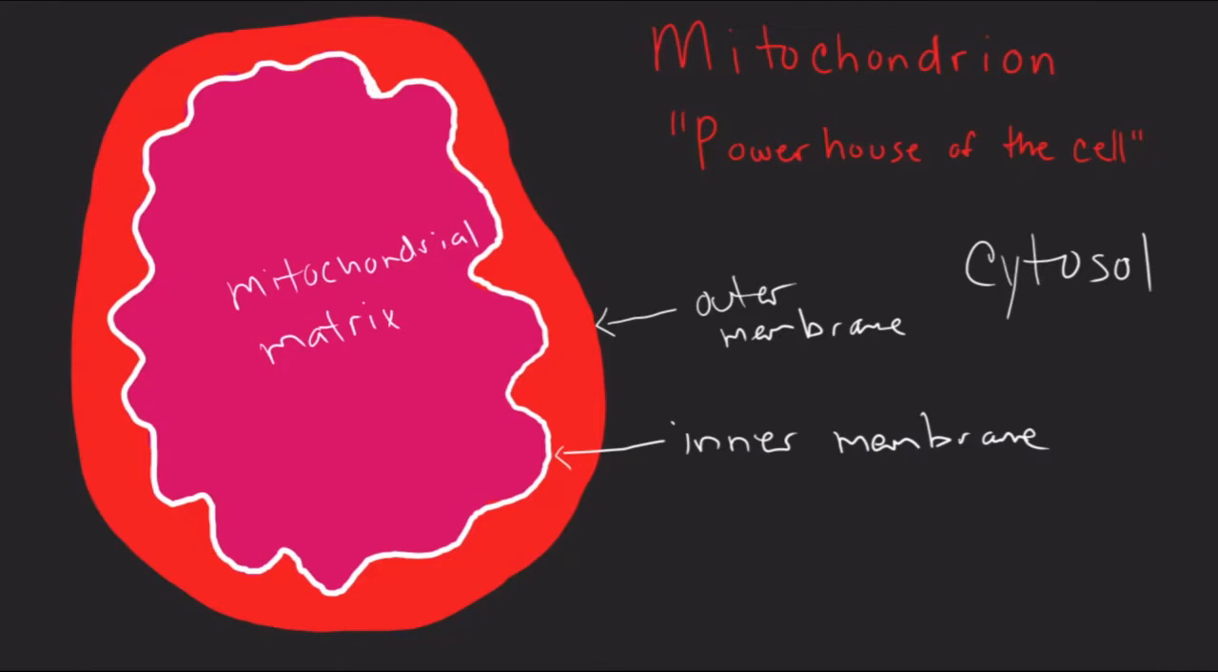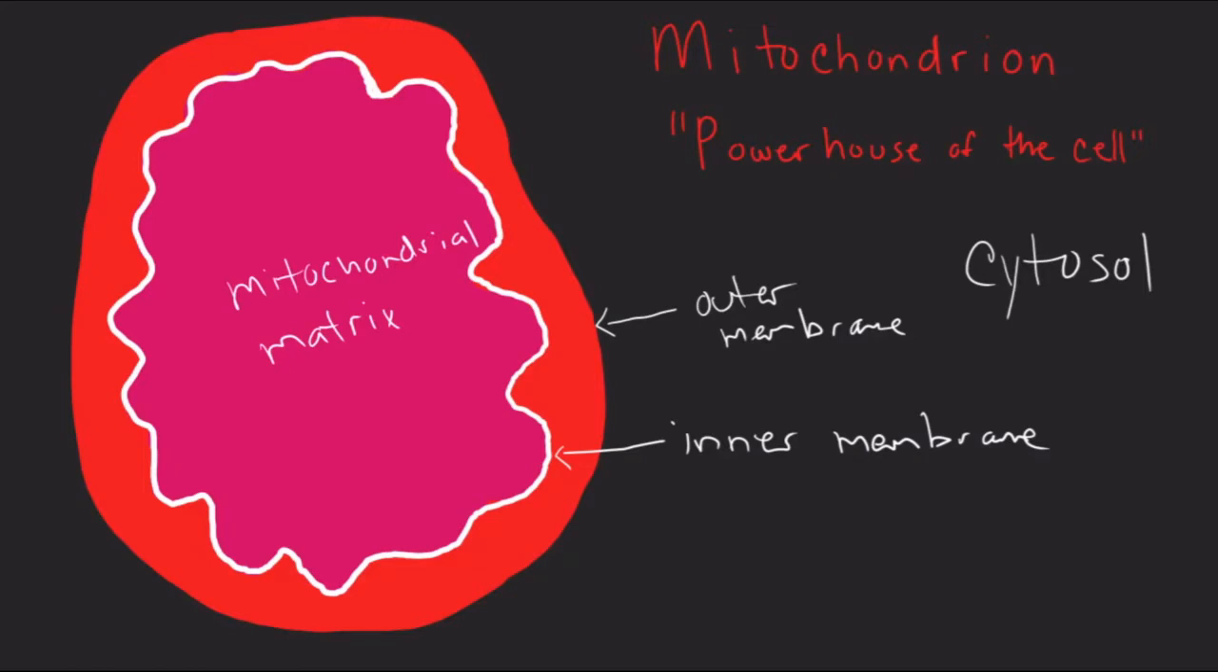You'll notice that this inner membrane of the mitochondrion is highly folded. This is just my very simplistic representation of it. It actually has way more folds than that in the inner membrane. And the purpose of all of those folds is to increase the surface area.